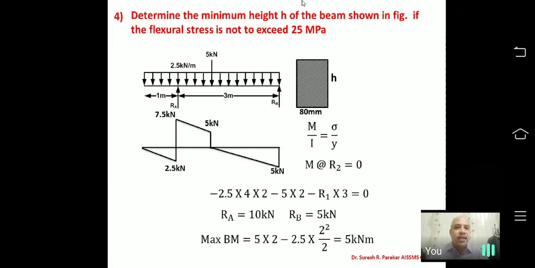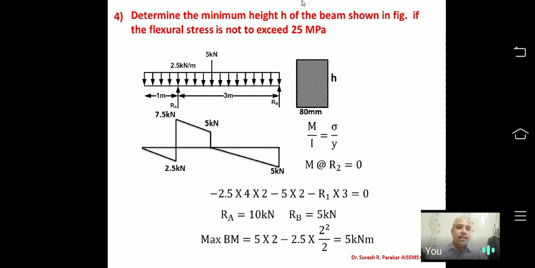Then till the concentrated load we have 2.5 into 1 again, so 2.5. So 7.5 minus 2.5 is 5. At the load of 5 we go down 5, so it becomes 0. Then we have 2 meters, 2.5 into 2, again 5. We go down, and then we have RB, that is R2, 5. Again we go up, meaning where I have shear force 0. The diagram itself shows that at 2 meters the shear force is 0.